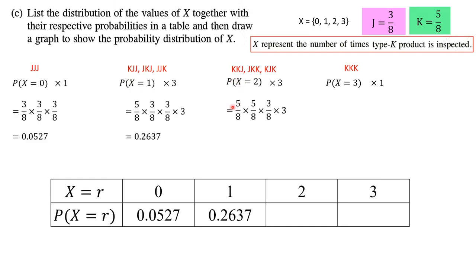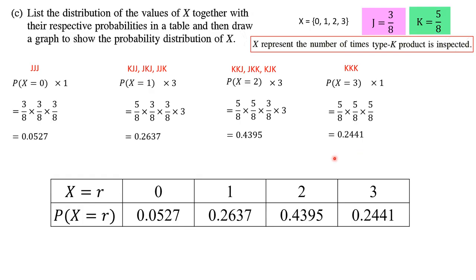For the case X equal to 2, K occurs twice. So 5 over 8 will occur twice and then 3 over 8 once. 5 over 8 times 5 over 8 times 3 over 8. There are 3 types of outcomes, so we multiply by 3. The answer is 0.4395. Fill in the table. For the case X equal to 3, KKK, that means 5 over 8 will occur 3 times. 5 over 8 times 5 over 8 times 5 over 8. The answer is 0.2441. Fill in the table.